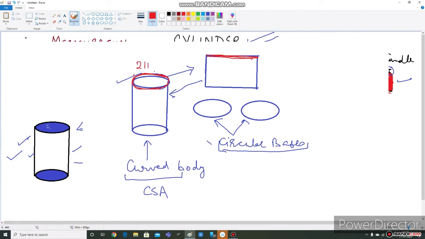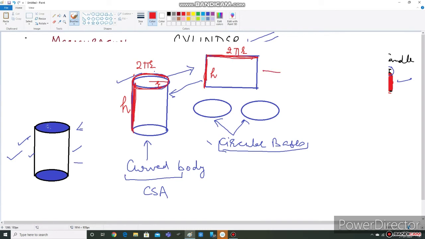What is the formula of circumference? 2 pi r. If I take this as the radius, this has become our 2 pi r. Okay, then I will take this as the height of the cylinder. Surely everybody can see this is the height of the cylinder, and this height has remained there only, and this has become the breadth of our rectangle.